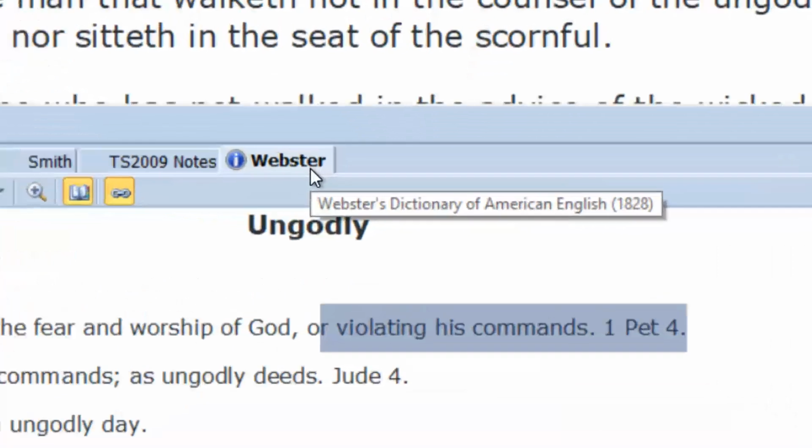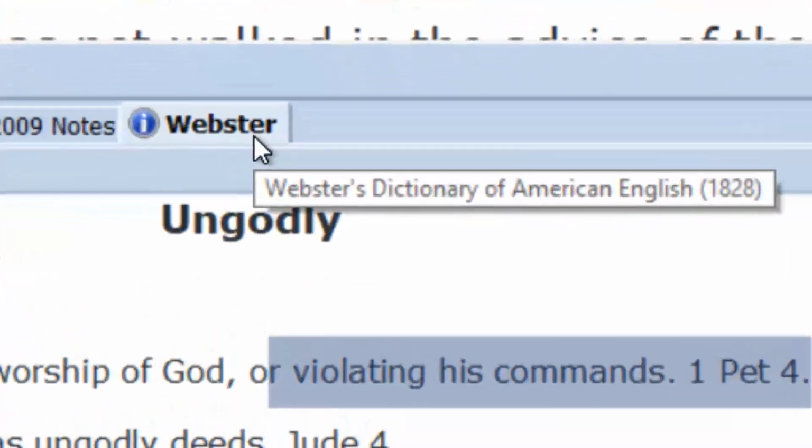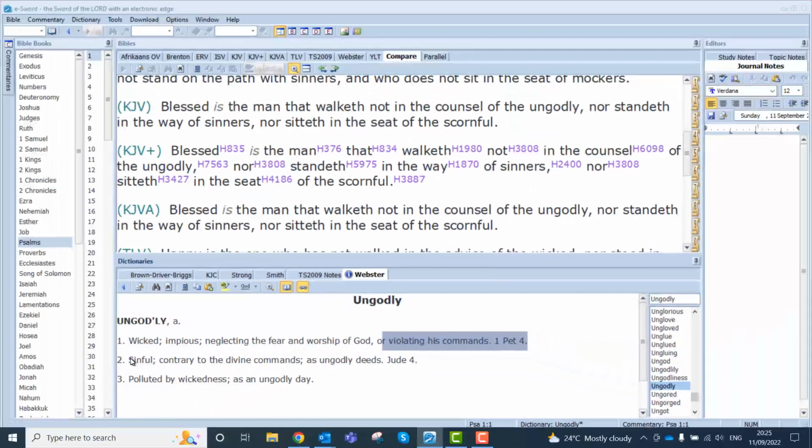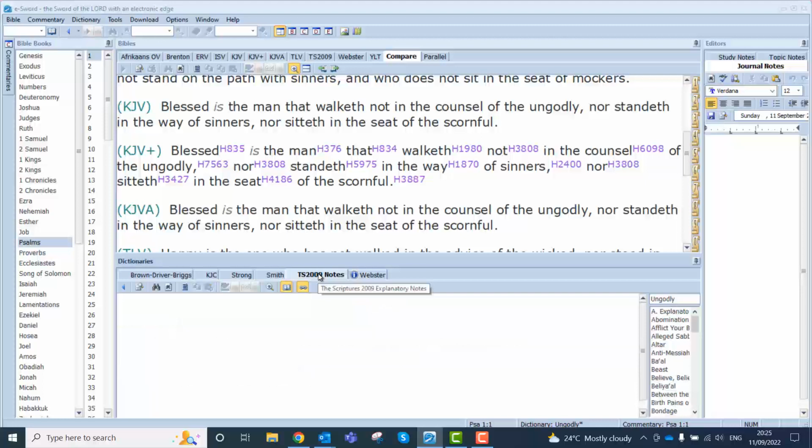But you need to get the 1828 version, the original Webster's Dictionary. It means to be sinful, contrary to divine commandments, polluted by wickedness. Do you see how helpful this is? Very nice. Then you have the scriptures. The Scriptures 2009 explanatory notes.